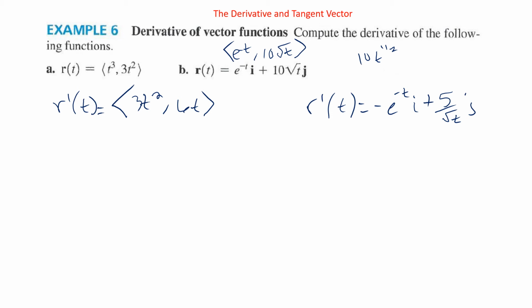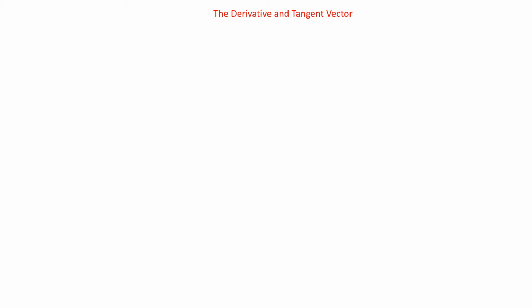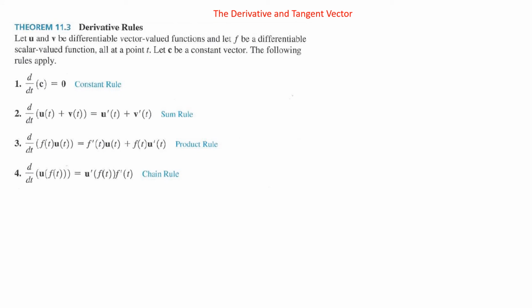So those are our two derivatives of that one. With that, we have some derivative rules, and these derivative rules are basically the same as with our functions. The derivative of a constant is 0. The derivative of a sum is the sum of the derivatives, right? When we have x squared plus x, we can do the derivative of x squared plus the derivative of x.